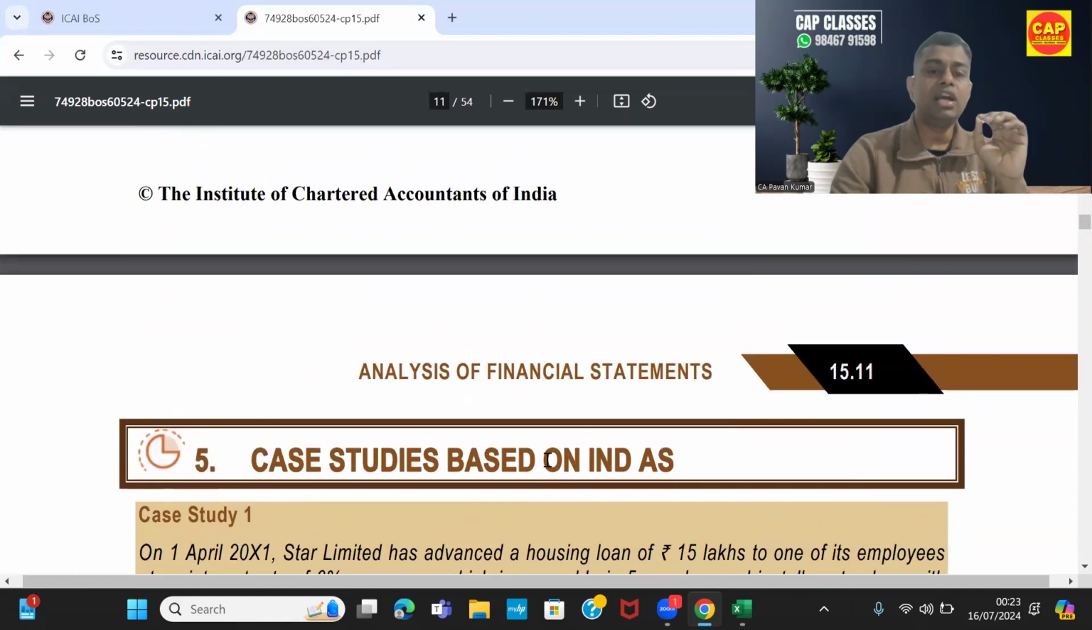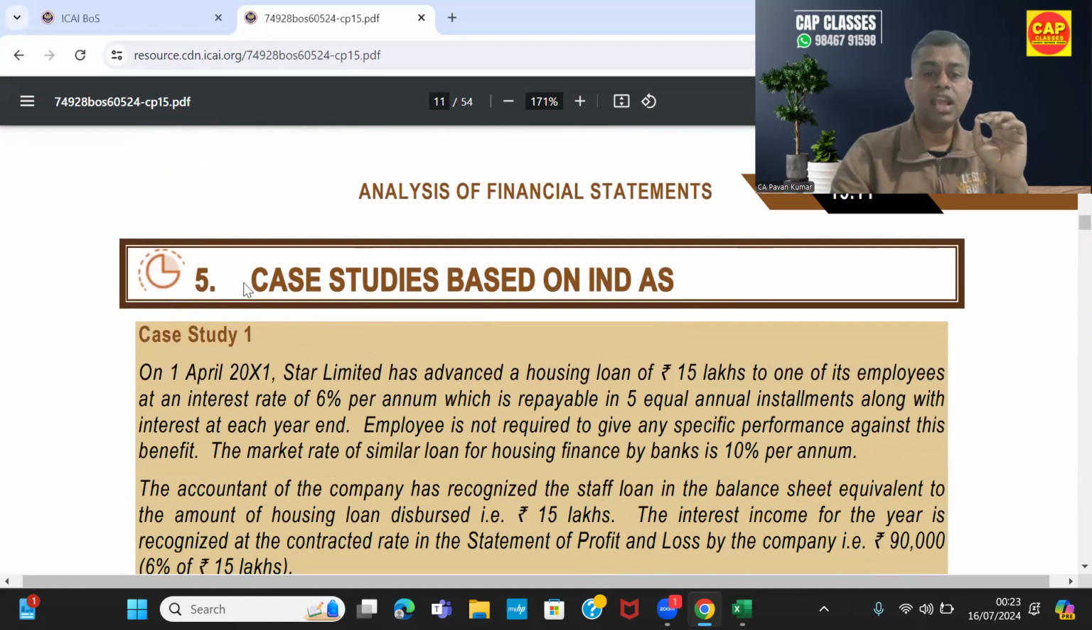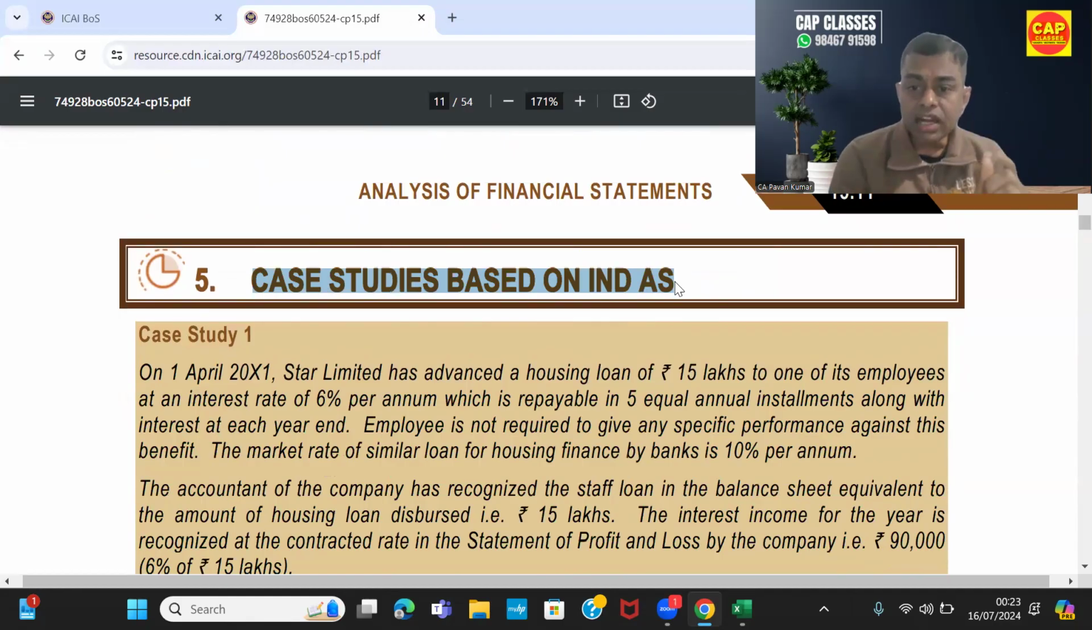Now on page number 11, they have given case studies based on Ind AS. This is where you start reading chapter number 15. There are how many case studies? I think they have given some 7-8 case studies. So if you read these case studies, that's it.